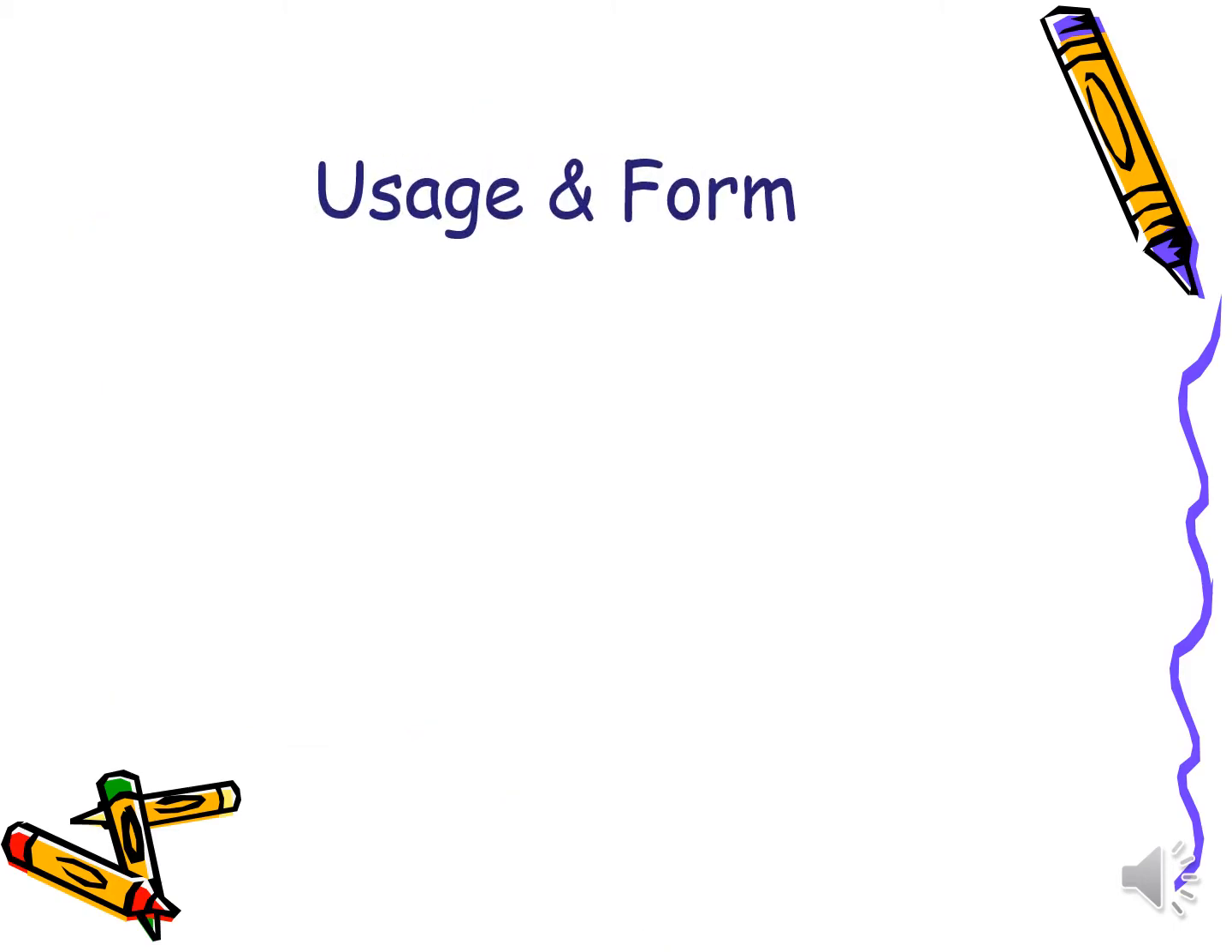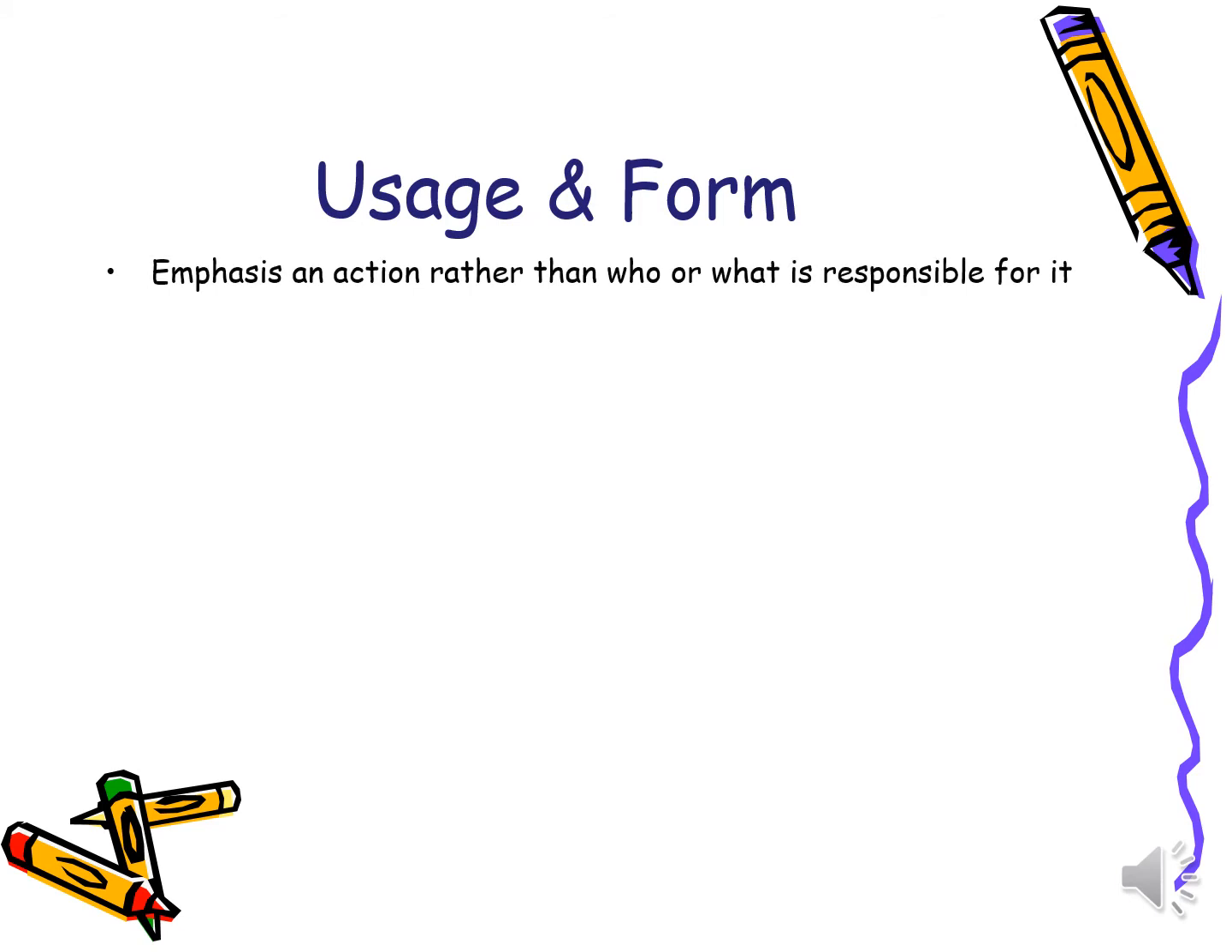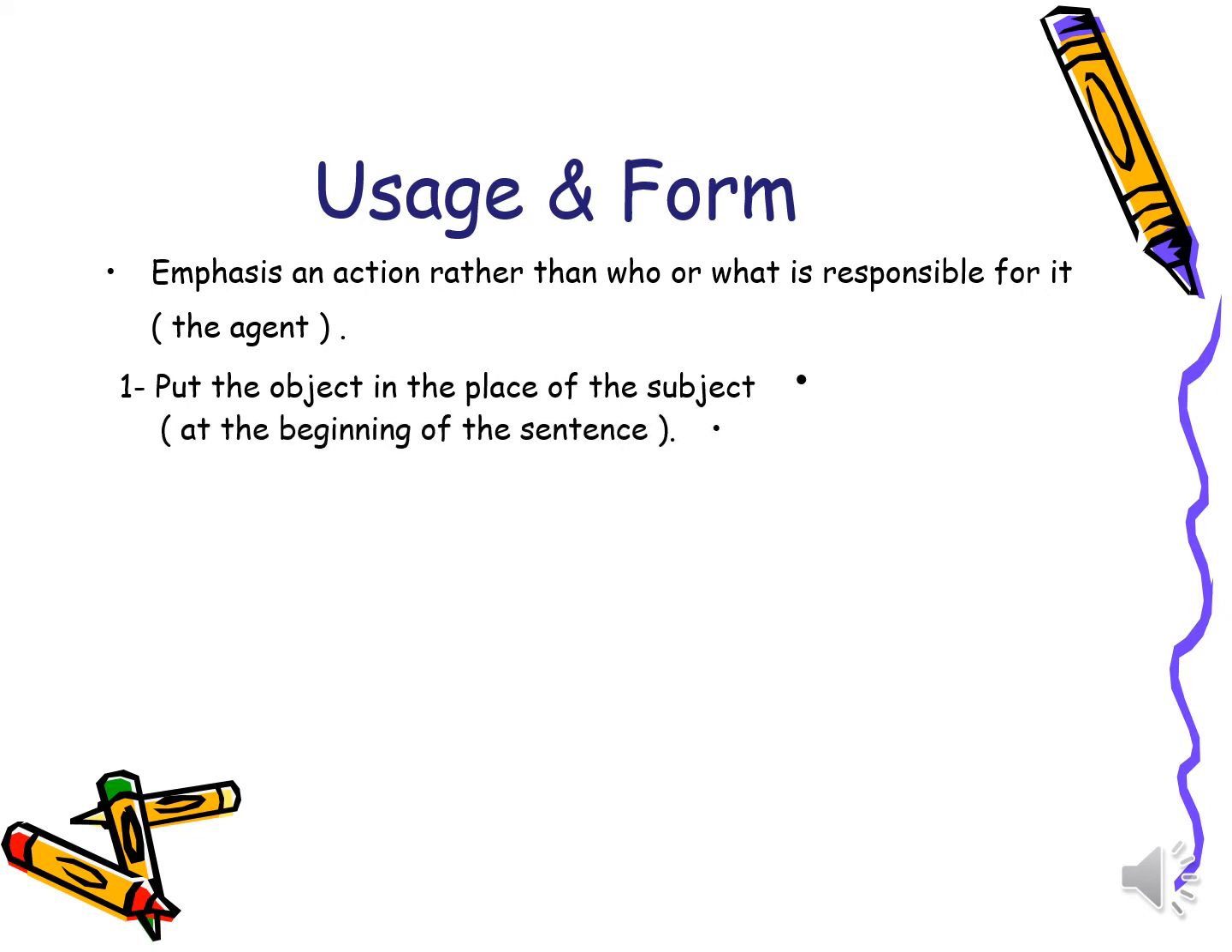Okay, so first of all, what do we mean by the passive, or why do we use the passive? We use active verbs to say what people or things do. However, when we want to say what happens to people or things, we prefer to use the passive voice. So the focus here is on the event itself rather than who or what is responsible for it. So, how do we form the passive?